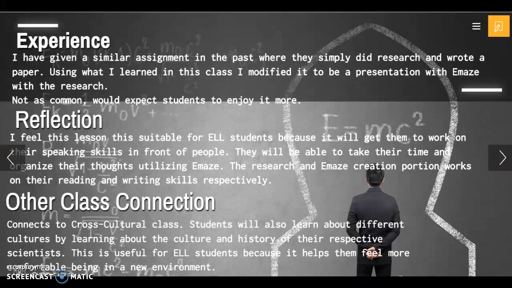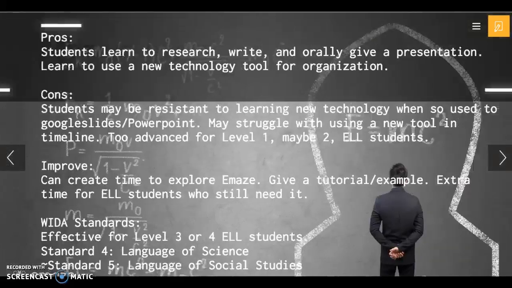I feel this assignment also really connects with another class I took this session, which was the cross-cultural class. Many scientists have a wide range of backgrounds. So through this assignment, students will be exploring different cultures and histories as well. They will learn about the way life was during selected time periods. ELL students can use this opportunity to share about their culture as well if they pick a famous scientist from their home. It also makes ELL students feel a little bit more comfortable being in the United States when they're able to share their cultures with others and feel more accepted.